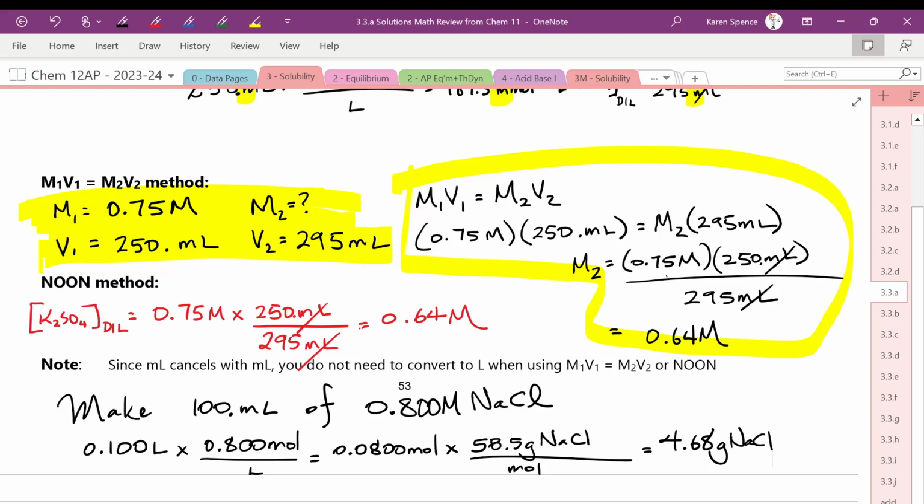And then, once your 0.8 molar solution is made, I would like you to dilute it to make 100 milliliters of 0.2 molar. You might need more equipment.